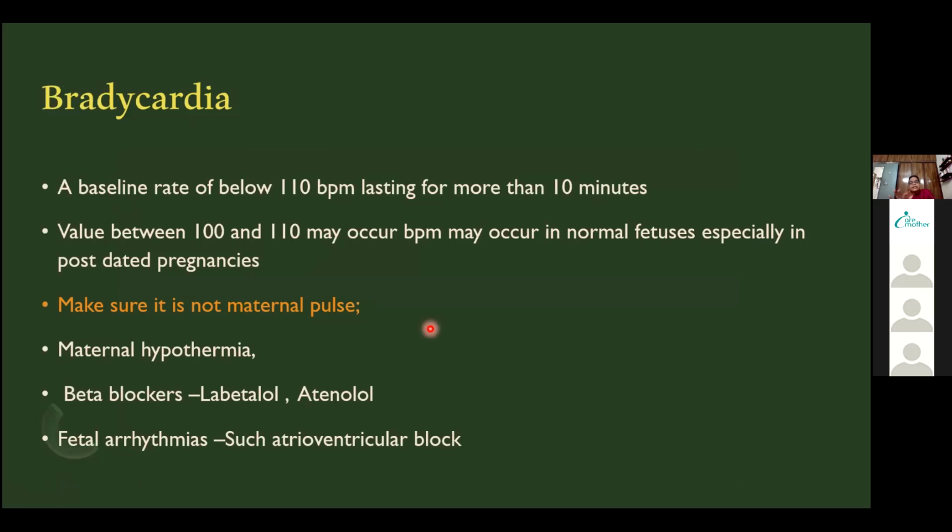Coming to bradycardia, a baseline heart rate below 110 lasting for more than 10 minutes. Again, if it is less than 10 minutes, you call it deceleration. If it lasts for more than 10 minutes, you call it bradycardia. So values between 100 and 110 can occur in postdated pregnancies. And whenever there is a bradycardia, always feel the maternal pulse and make sure it is not the maternal pulse you are recording.